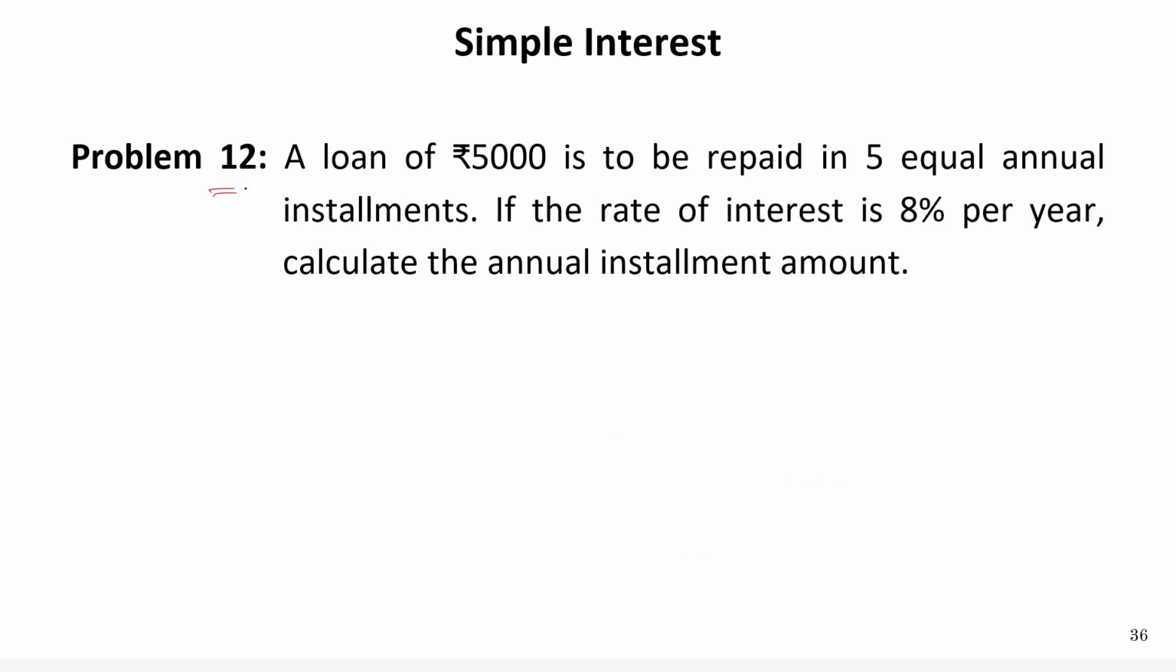So let's see problem number 12. So a loan of 5000 is to be repaid in 5 equal annual installments. Okay, so if the rate of interest is 8% per year, calculating the annual installment amount.